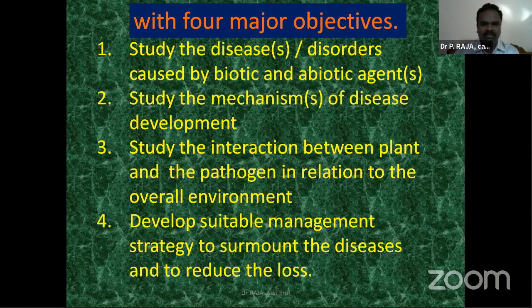Soon after identifying that, we study the mechanism of disease development. We should know how the disease develops on the host, stage by stage. And then we must study the interaction between the plant and the pathogen in relation to the overall environment. What is the contribution of the environment? Whether high temperature or low temperature, high humidity or rainfall, will favor the pathogen to cause the disease. We will study that, and develop suitable management strategies to surmount the disease and reduce the loss.